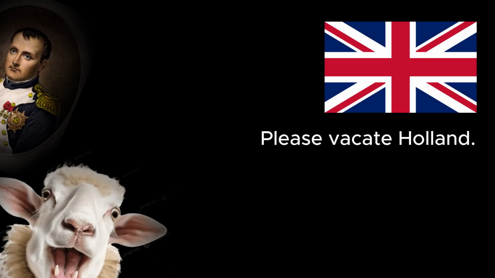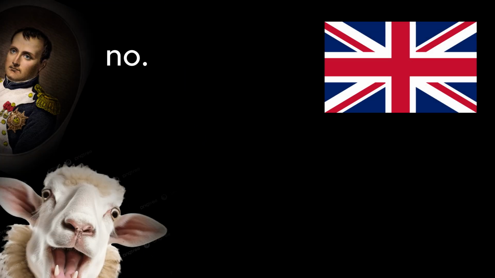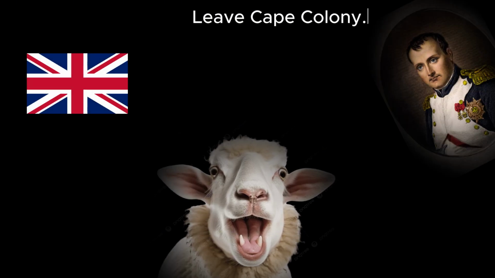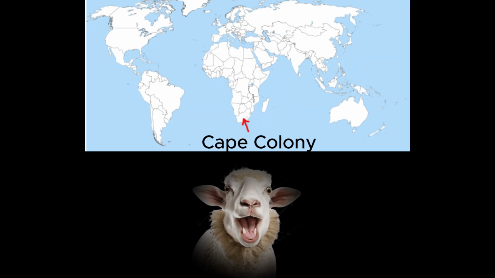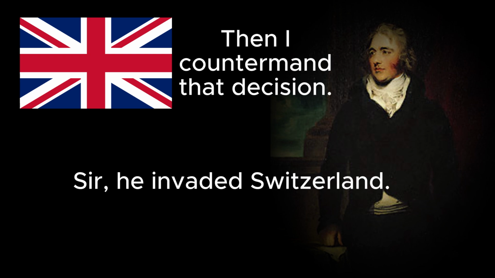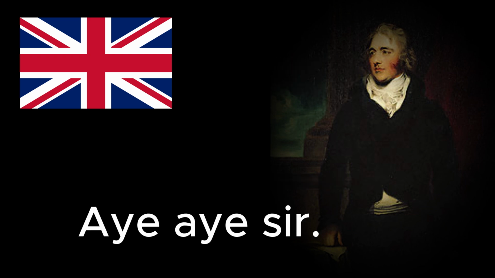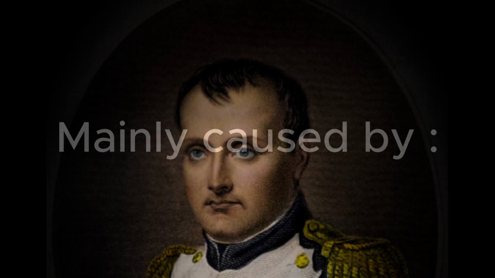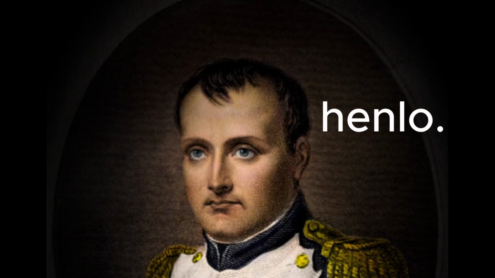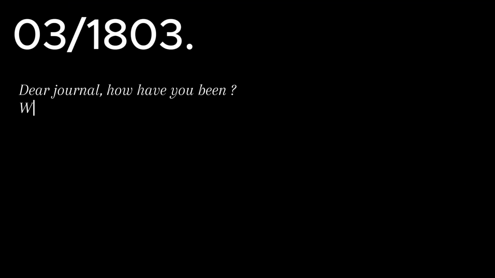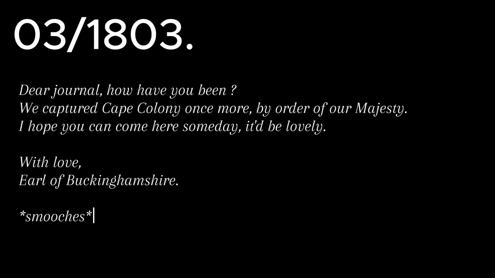He was also supposed to vacate Holland, which he did not do, and on the Britannic side, among a truckload of things to do, they agreed to leave Cape Colony, which is a British settlement in South Africa. So they did, and the higher-ups countermanded that decision shortly after they heard about the numerous shenanigans happening in Europe, mainly caused by, yes, him. In March of 1803, Cape Colony is reoccupied. After a few failed negotiations, Britain declared war on France on the 18th of May 1803.